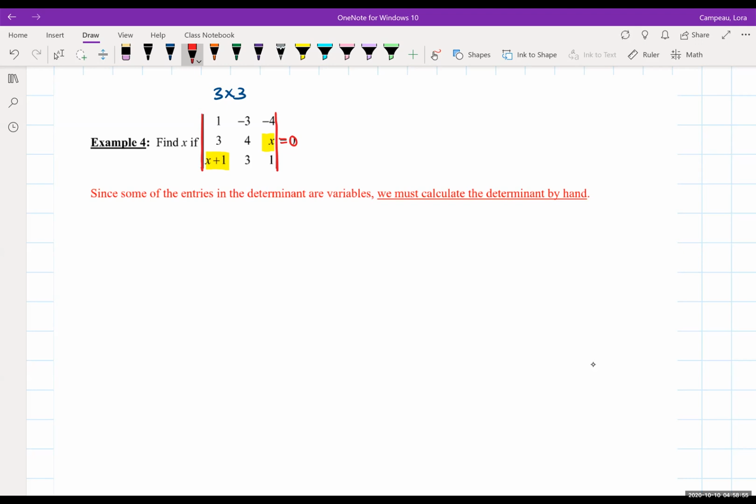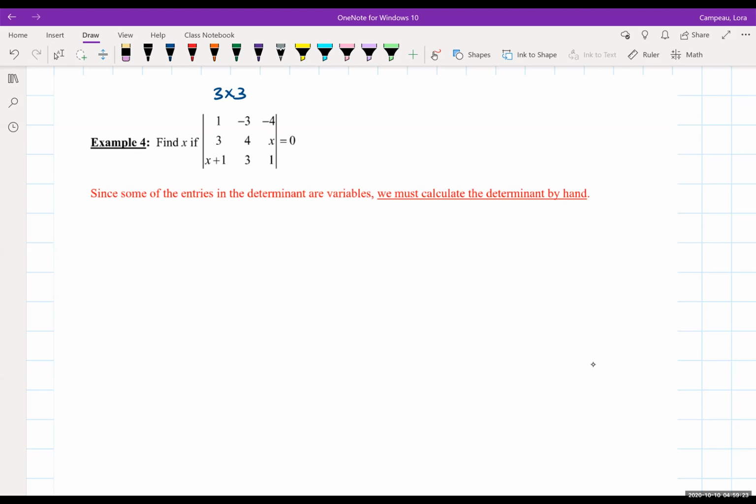solve this particular equation. So one thing I want to call to your attention is that since you have variables as entries in the matrix, you can't just plug this determinant into your calculator. So we will have to do the expansion by minors so that we can calculate this determinant by hand.